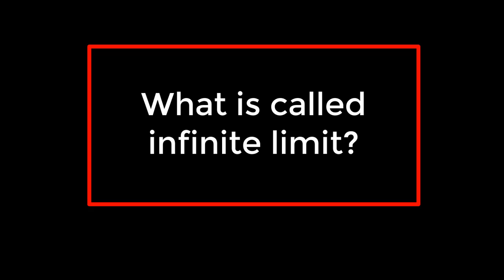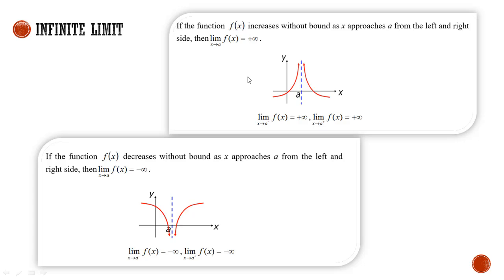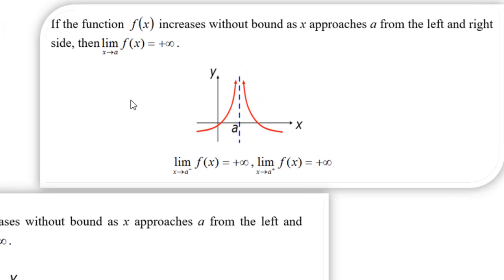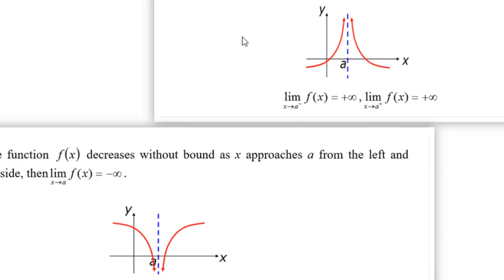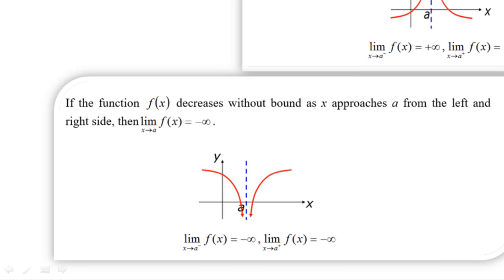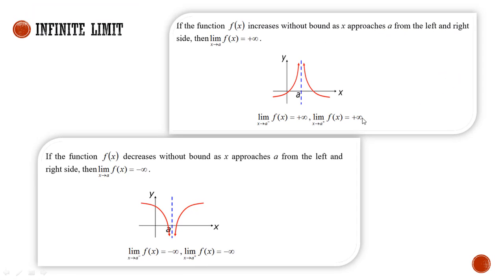Okay, what is called an infinite limit? An infinite limit can be denoted as positive infinity or negative infinity. So how do we tell the difference between them? When the function increases without bound or decreases without bound as x approaches a from the left and right. When it decreases, we call it negative infinity. When it increases without bound, it will be denoted as positive infinity.